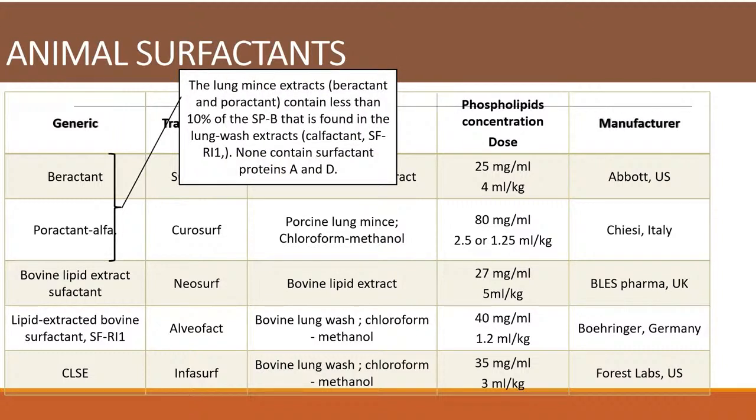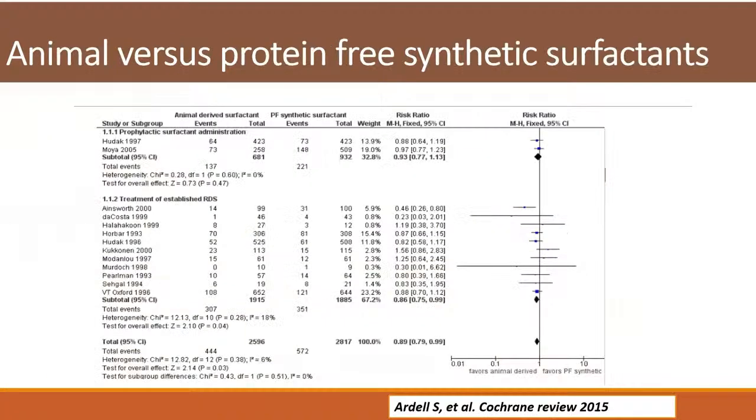Curosurf, or Poractant alpha, is also available, which has a higher concentration of phospholipid at 80 milligrams per ml, and a dose of 2.5 ml per kg translates into a phospholipid dose of 200 milligrams per kg. Lung mince extracts typically contain less than 10% of the surfactant protein B that is found in the lung wash extracts. And none of these natural surfactants contain surfactant proteins A and D. This is something to be remembered.